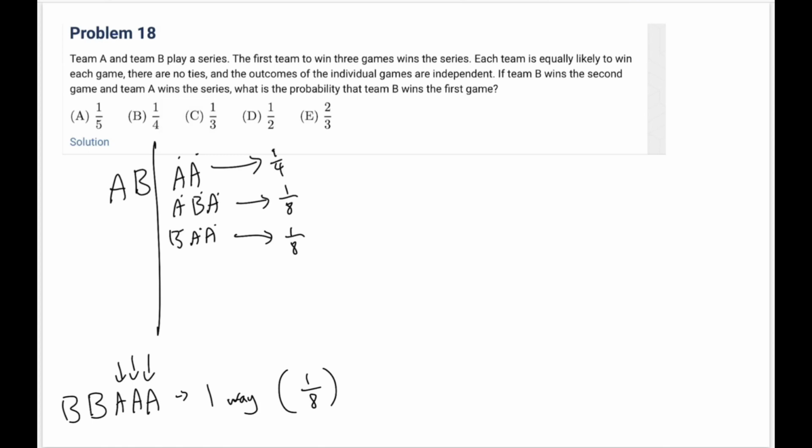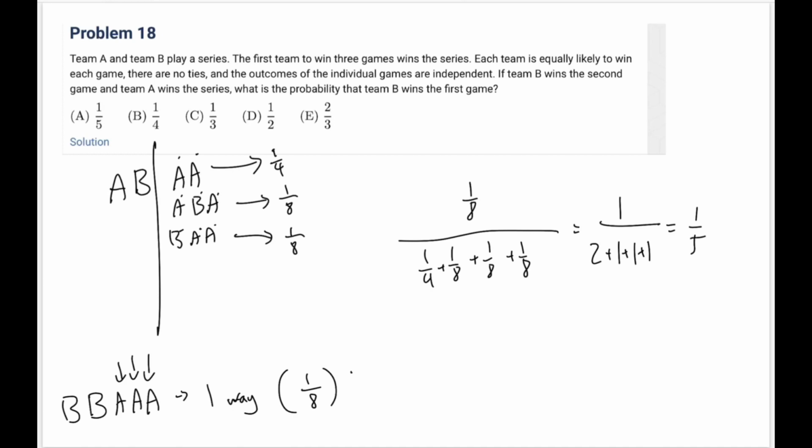So the total probability that Team A wins is 1/4 plus 1/8 plus 1/8 plus this 1/8. And then team B would be in the first game, that's this one, so this is 1 over 8. So if you multiply by 8 to the numerator and the denominator, this would be 1, and then 2 plus 1 plus 1 plus 1. This would be 1 over 5, so the answer is A.